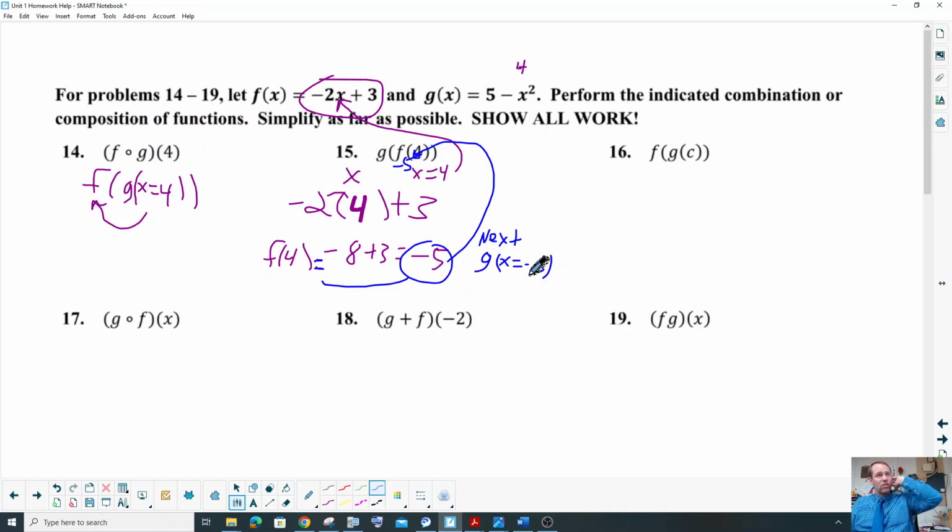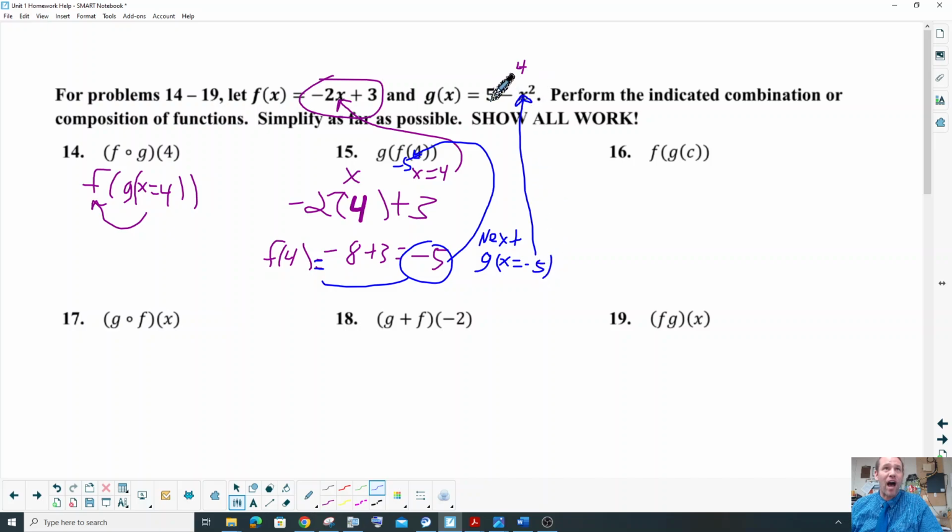Now we go up to G, and wherever we see an X, we plug in its place. The X goes away completely. Don't mix the X in there, because you mixed up with your X, man. After dating them, they're going to be so mad because you're just messing with their heart. So leave the X out of it. We put a negative 5 in there in place of the X.